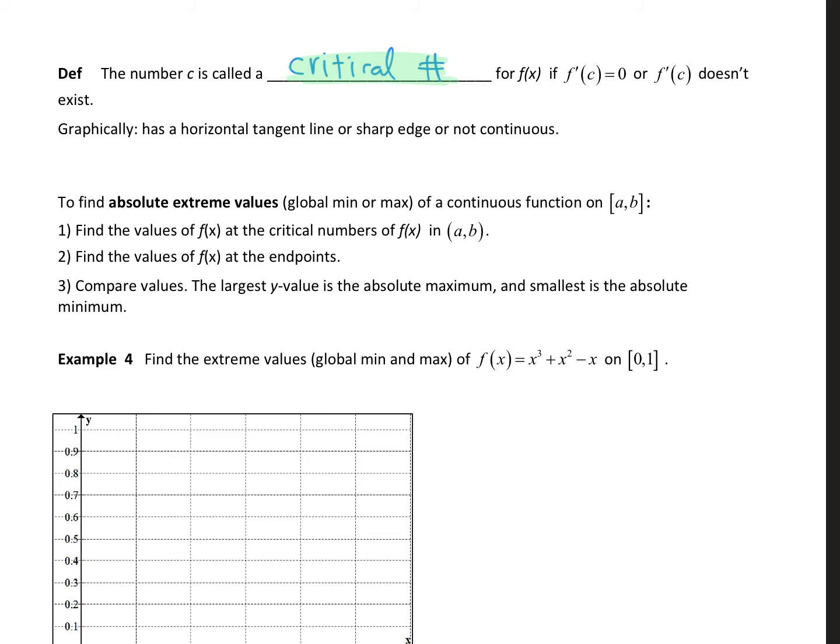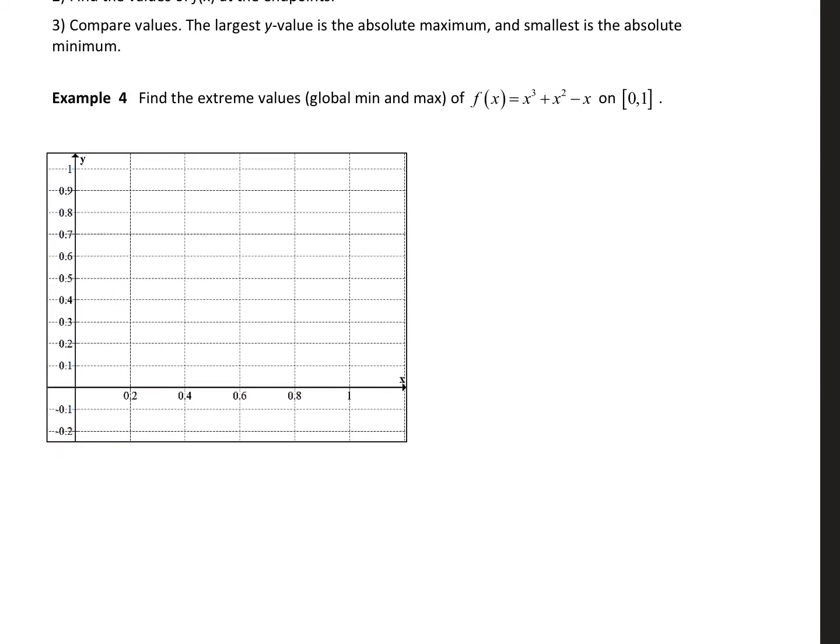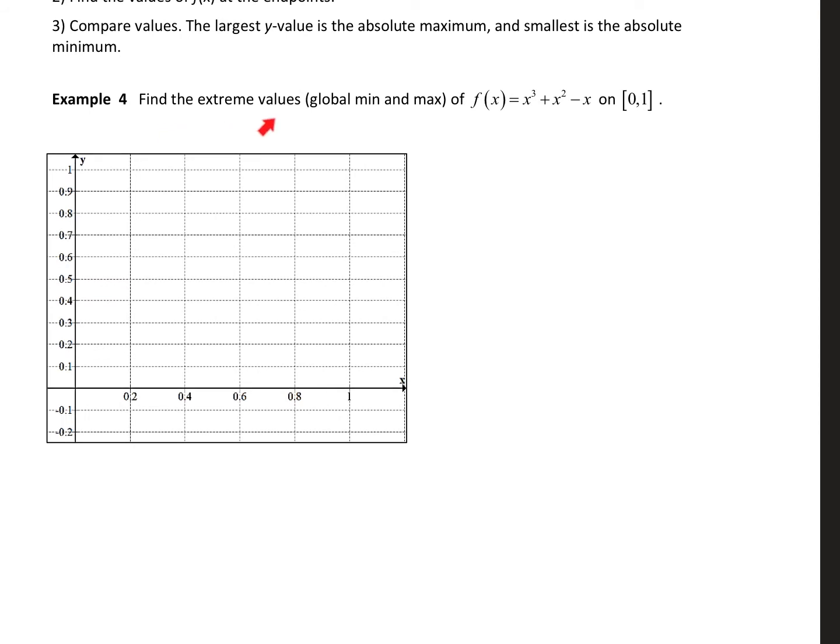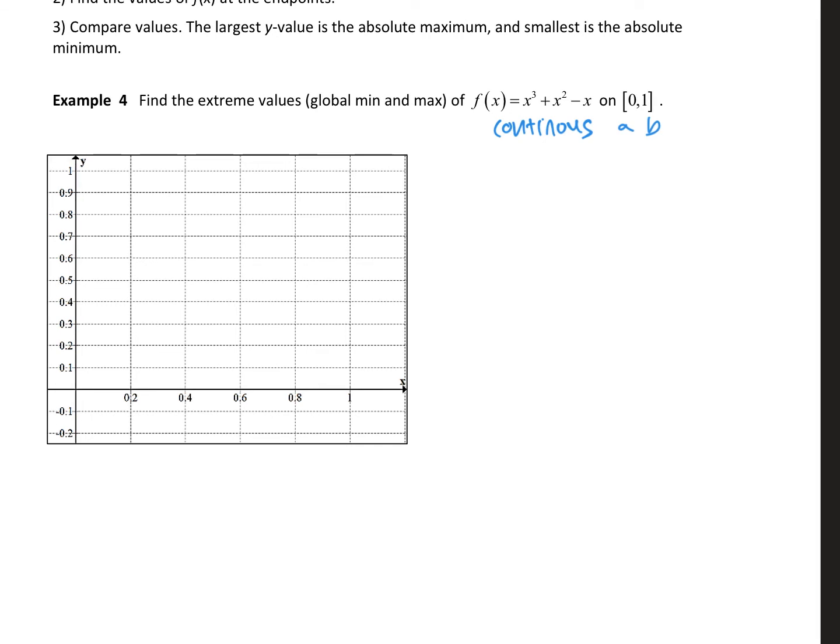All right, let's look at example 4. Find the extreme values, global min and global max, of this function on [0, 1]. All right, so first of all, I notice this is continuous. I'm going to write this: continuous. So I know that there is a global max and global min. That means I know there's a highest point and a lowest point on this graph, on this interval [0, 1]. This is my a, this is my b, right? So how do I do that?